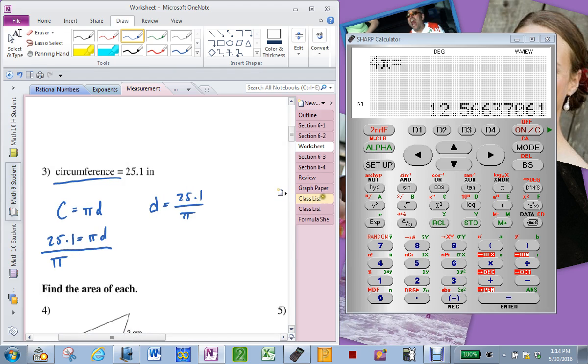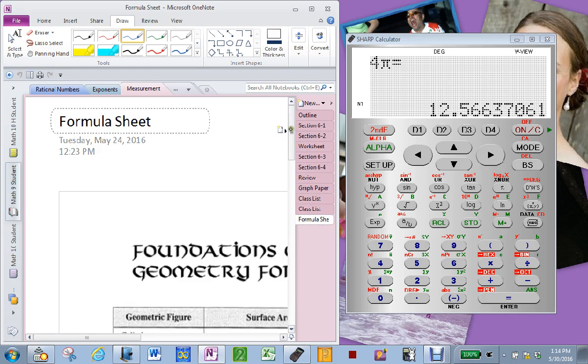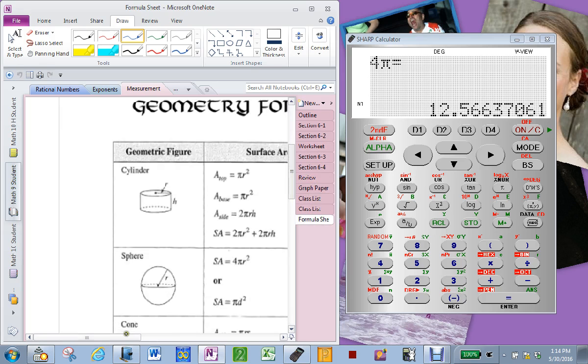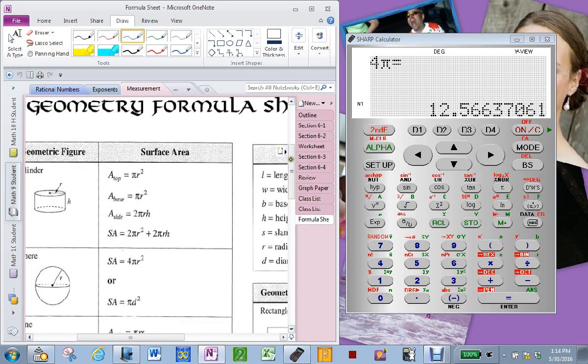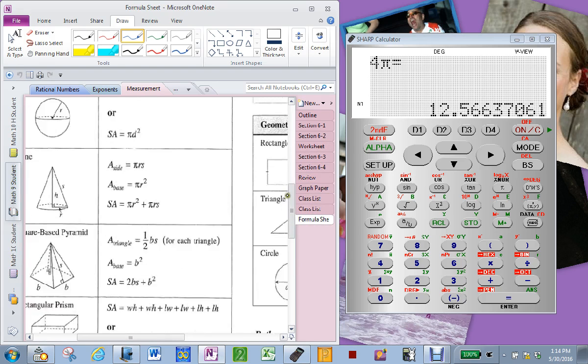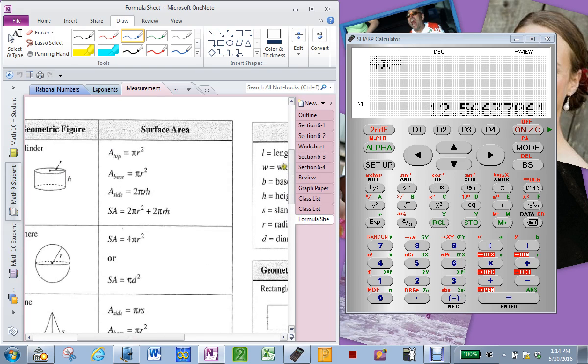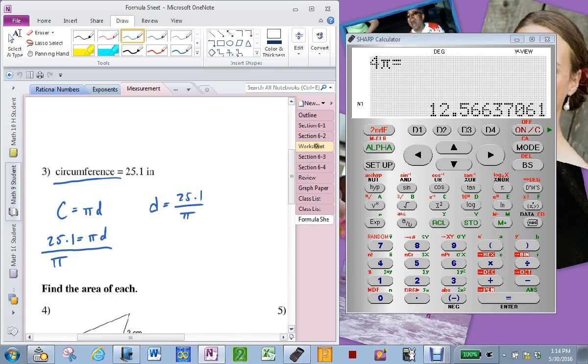Now if you look on your formula sheet, which I have right here, area of a circle, right there, pi r squared. So you needed an r. So what did you have to do with that whole answer? Divide that by 2. Right? Yeah. So you had to go to your calculator.